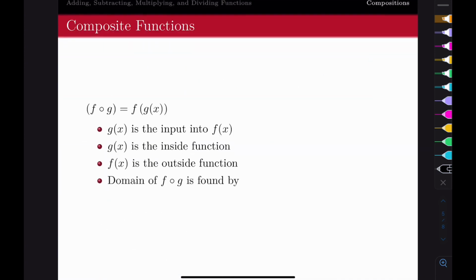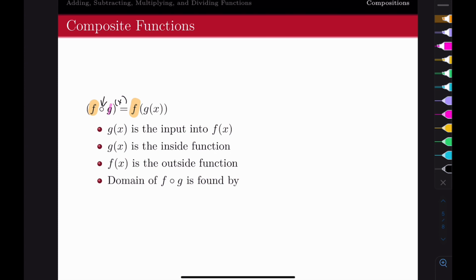Let's try our next type of operation, which is called composite functions. Often you'll hear this referred to as f of g or f circle g. It looks very similar to multiplication, but you have an open circle here. What this means, if you see f of g of x, is you're going to compose g with the function f.